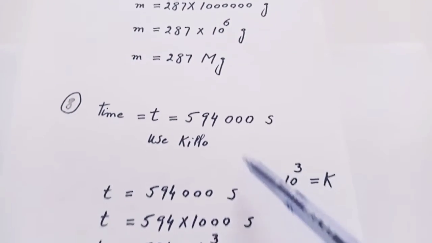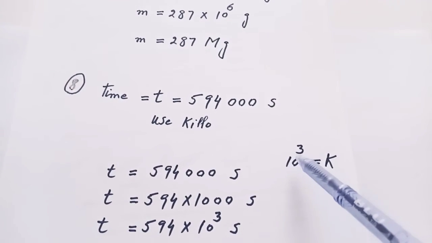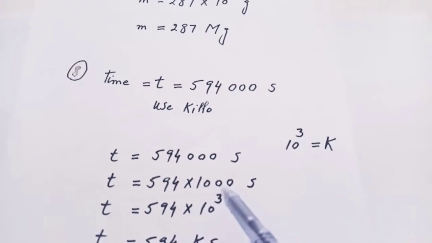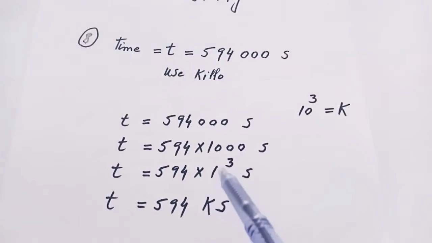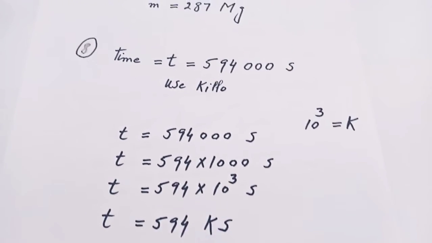The next measurement is this much. Here use kilo, and 10 power 3 is kilo. So we can write this number like this, and these are 3 zeros. We can write 10 power 3, and 10 power 3 is kilo. So here we used kilo as the prefix.